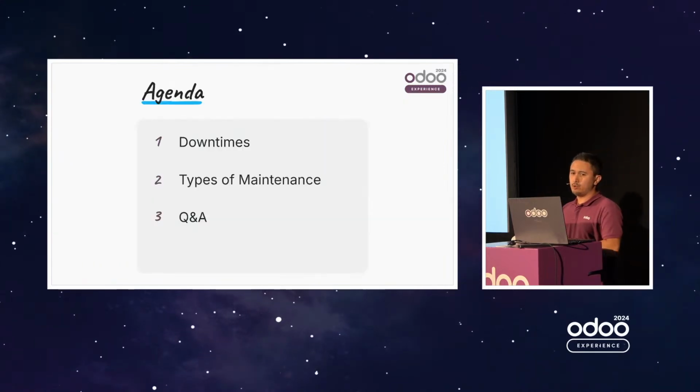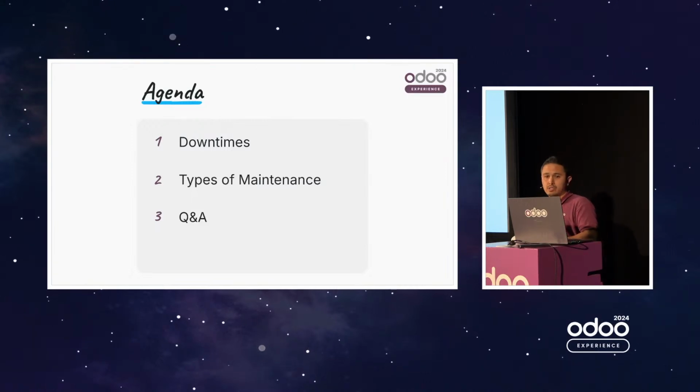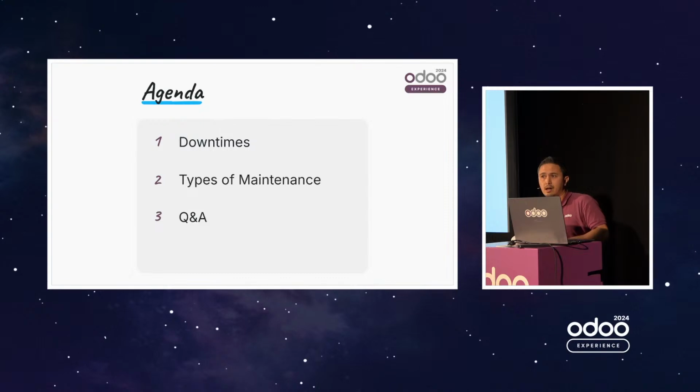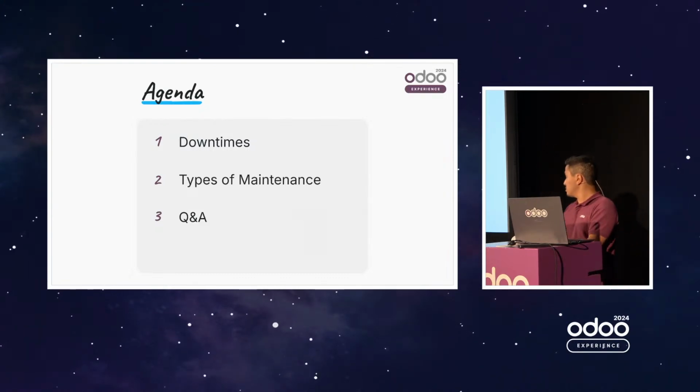So today's agenda will be basically what is a downtime. Then we will see the different types of maintenance and how we can manage each of them in Odoo. And as I said, we close with the Q&A session.